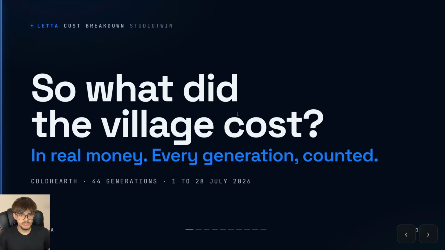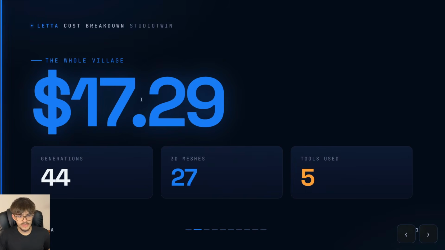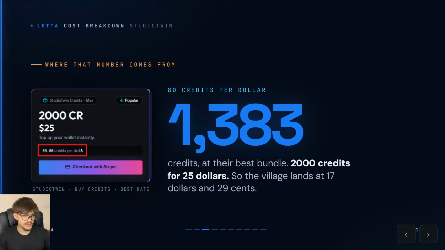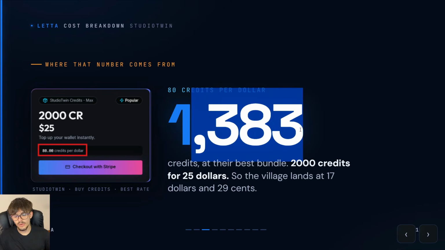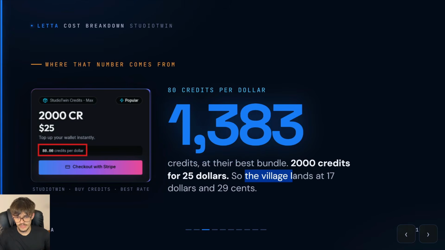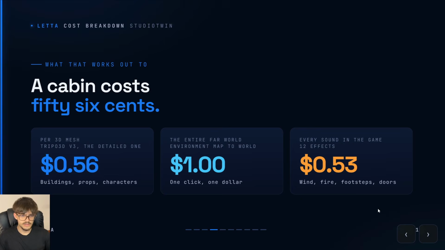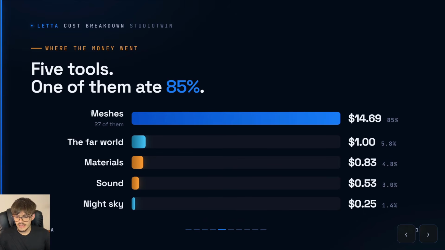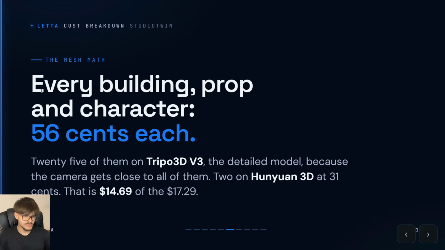So with this information, we put together this presentation so that you know how much this actually costs, only taking into account the generations from StudioTwin, which was around $18. This value was calculated using this value, 80 credits per dollar. And in this case, we used something like 1,400 credits. And therefore, the village cost something like $17. This does consider some iteration in the props, of course, and the image to 3D model generator was the most expensive, of course. But for example, every building, prop, and character cost us approximately 56 cents, okay?